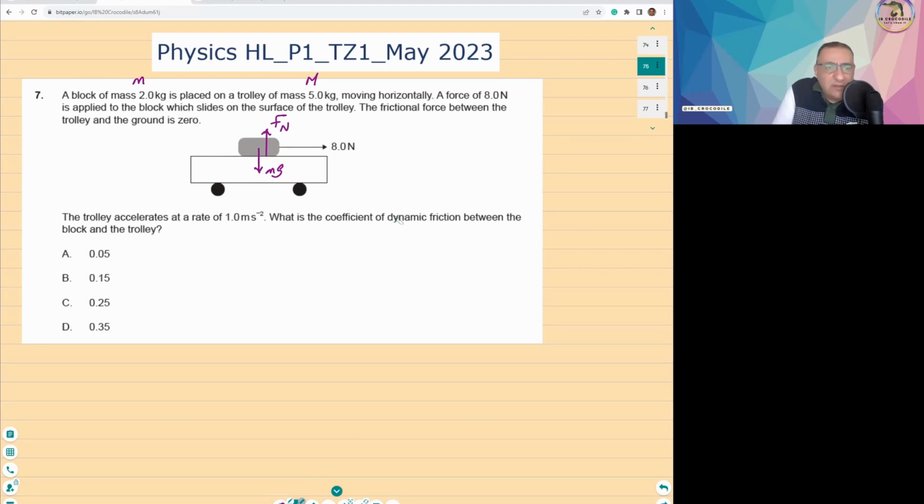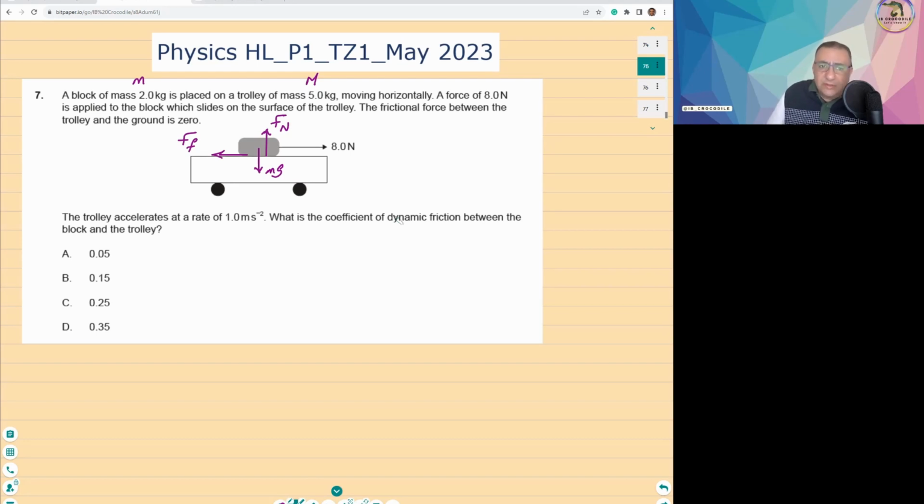And also, since there is a request to find the coefficient of dynamic friction between the block and the trolley, that means there is a friction, let's say opposite to the motion. I'm going to put the friction here, opposite to the motion, and let me call it F sub F. So that's all the forces, basically all the forces acting on the block.